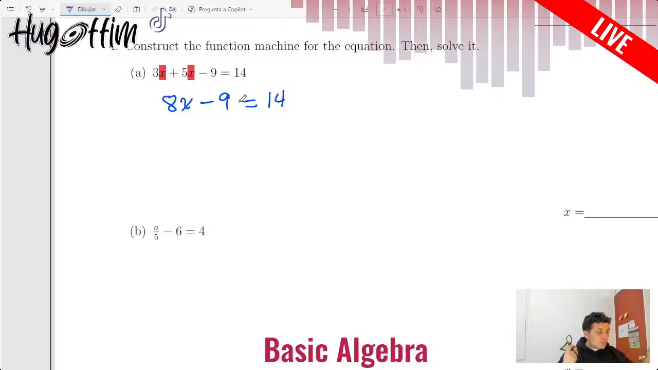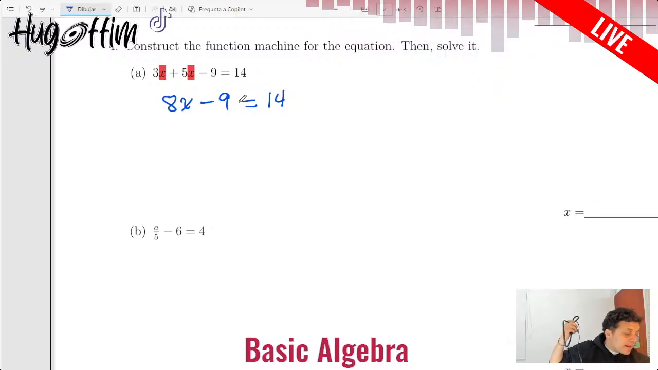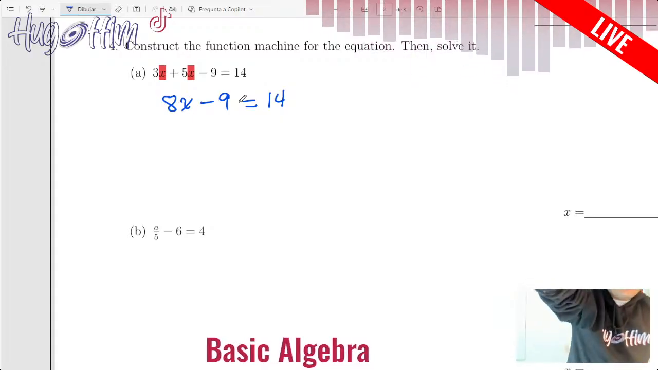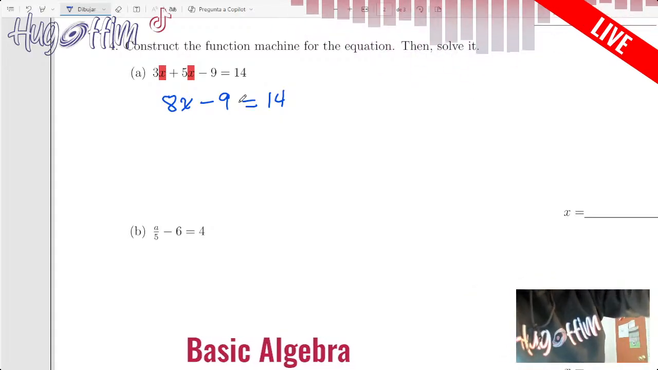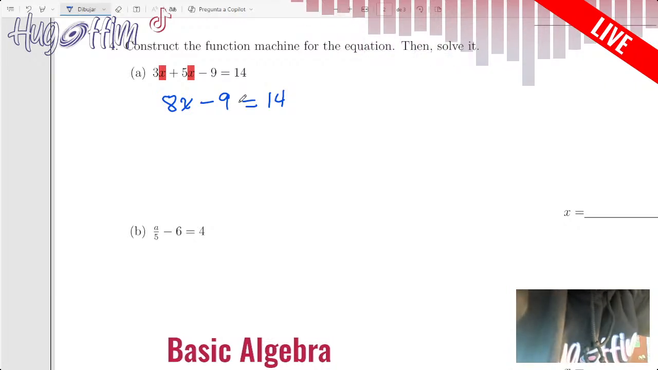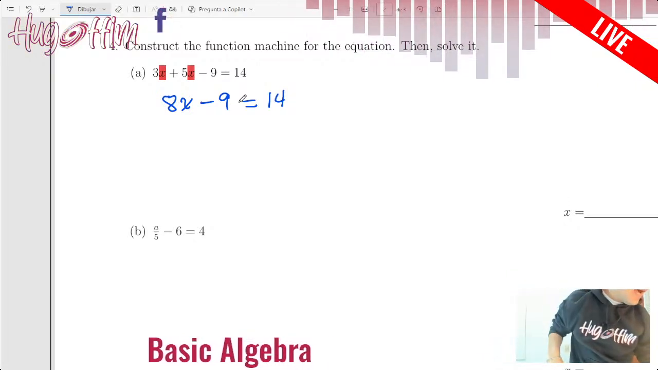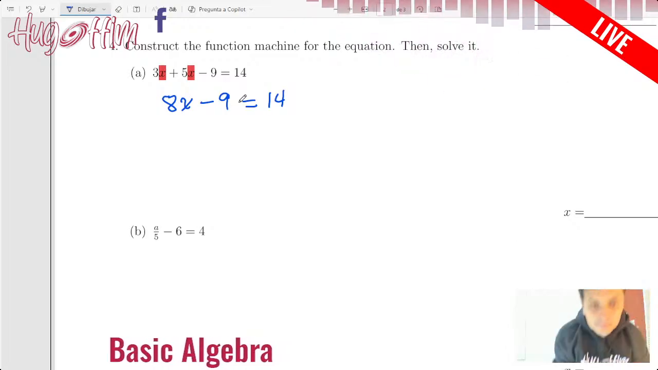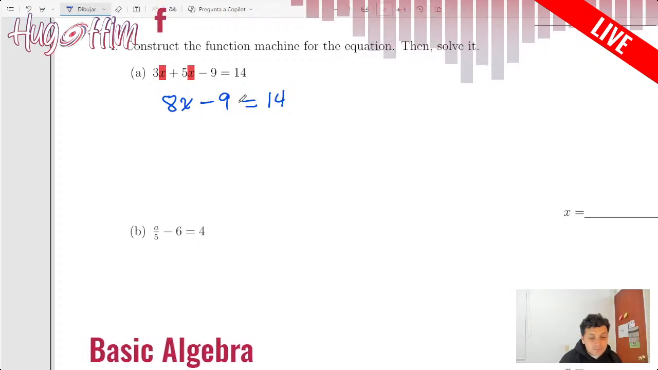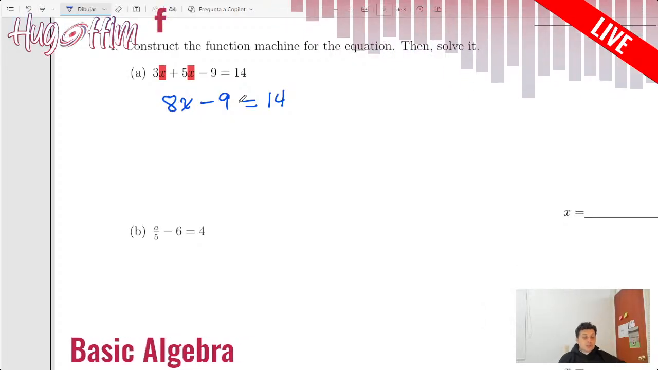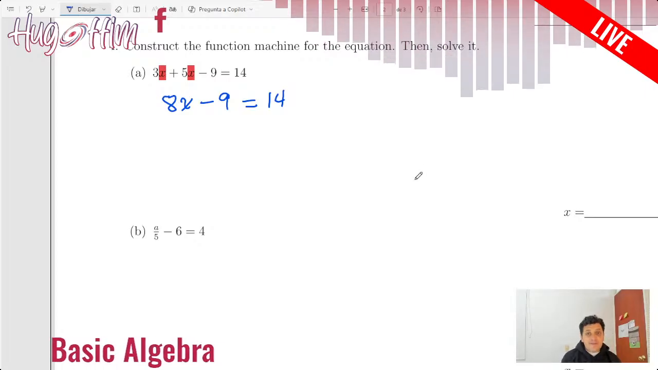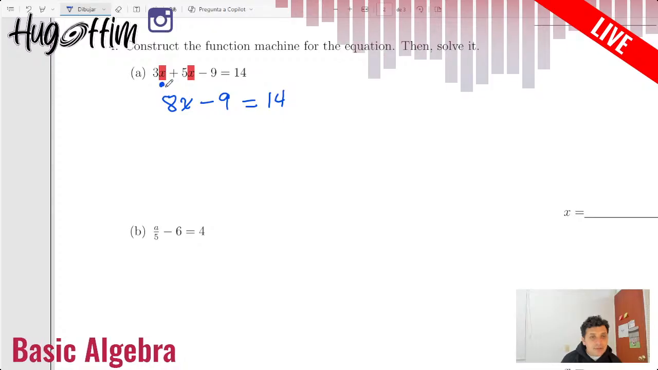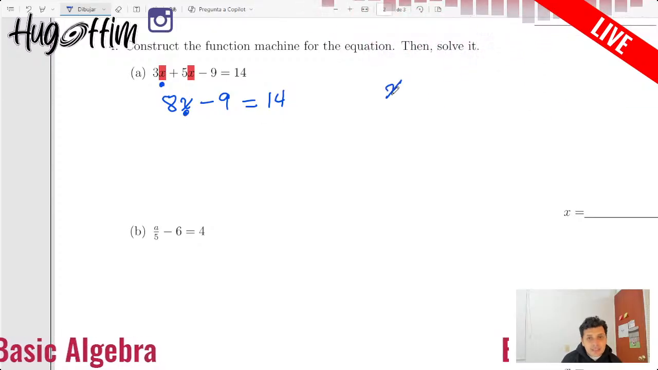So the variable is going to be like an input, and this input is going to give you an output. In this case, I know the output. So my objective now is that by knowing the output, I want to find out the input. So I'm going to write the function machine in this way. First, I'm going to identify the input. In this case, the input is the x that I put in red here. So the input is x.